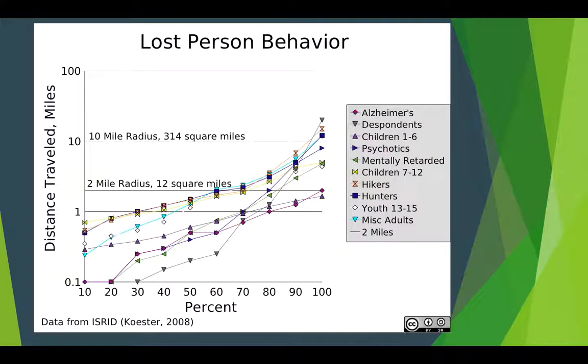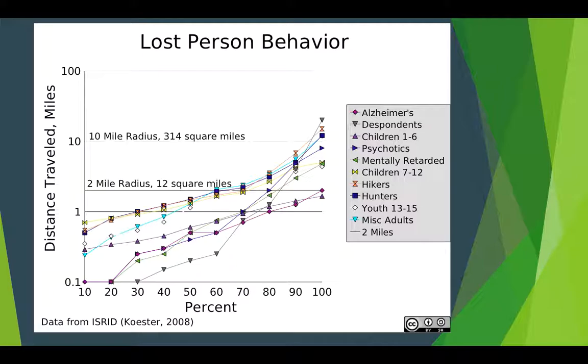This is another view of lost person behavior in terms of movement. This graph helps clarify the possible distance traveled by a lost person. Again, note that there's a wide range in terms of possible distance traveled by lost persons that may be relevant when setting up your search area.